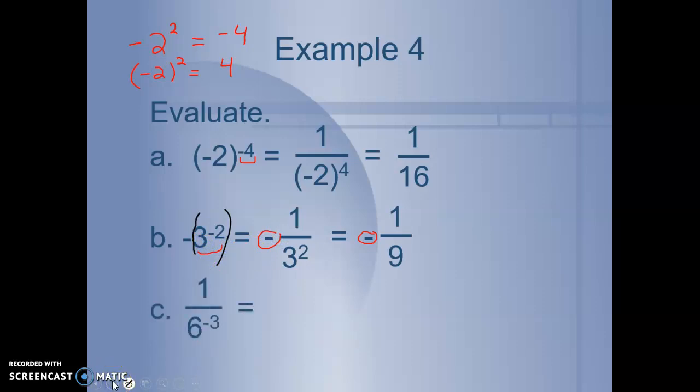Try this one on your own. How could we rewrite that without a negative exponent? If you said use the inverse and wrote 6 to the third, nice job. 6 to the third is 216. Excellent.